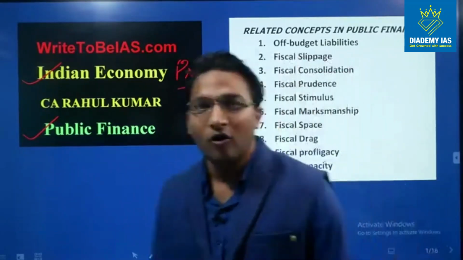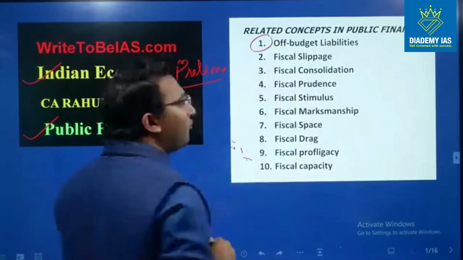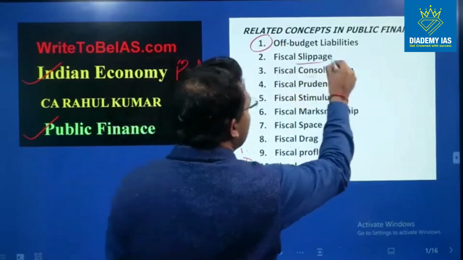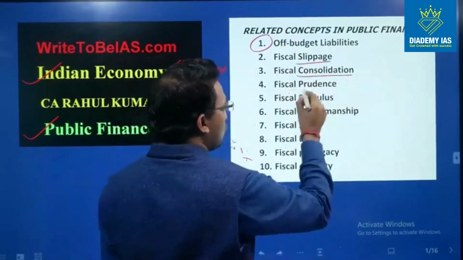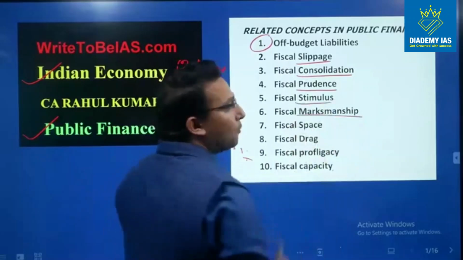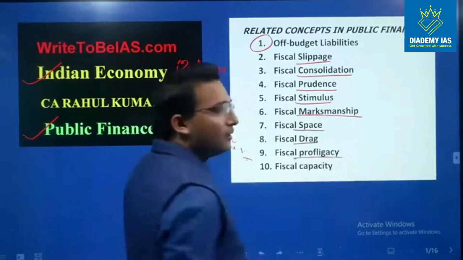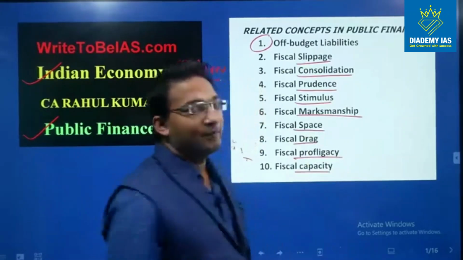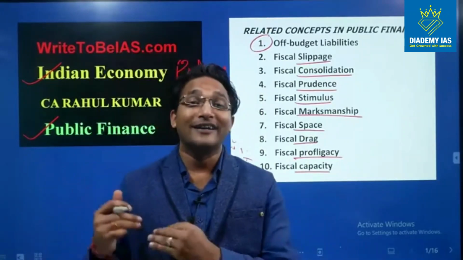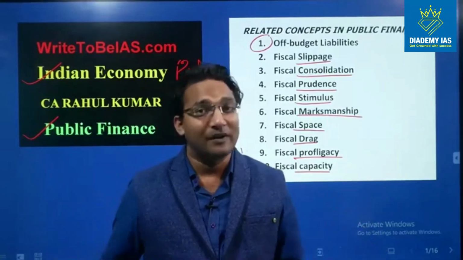So first of all, what is the coverage of this session? In this session, we will discuss off-budget liabilities or off-budget obligations. Then we will discuss fiscal slippage, fiscal consolidation, fiscal prudence, fiscal stimulus, fiscal marksmanship, fiscal space, fiscal drag, fiscal profligacy, and fiscal capacity. All these concepts seem to be very similar, but all of them have different meanings and they are applied in the day-to-day functioning of the government.